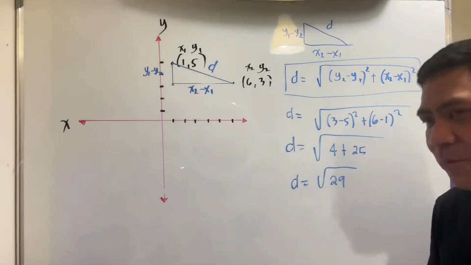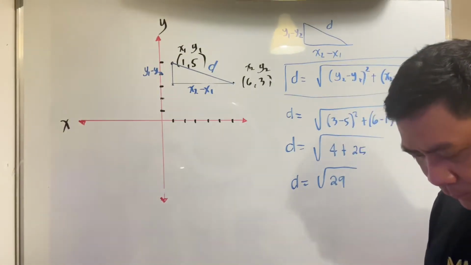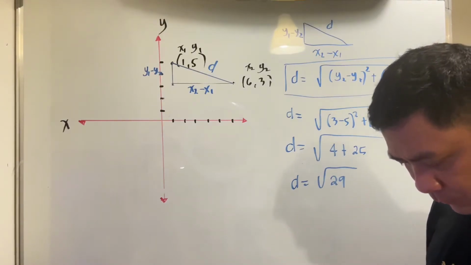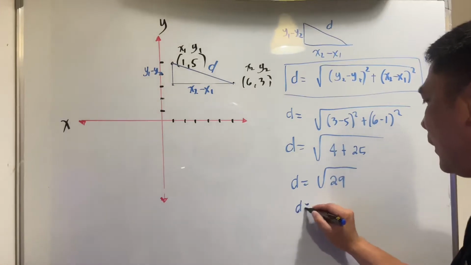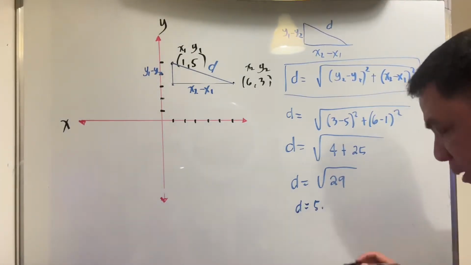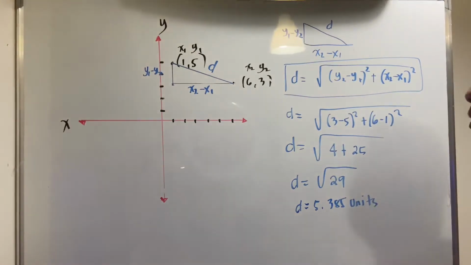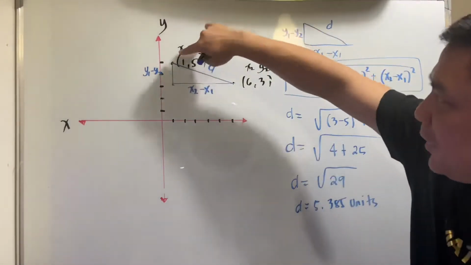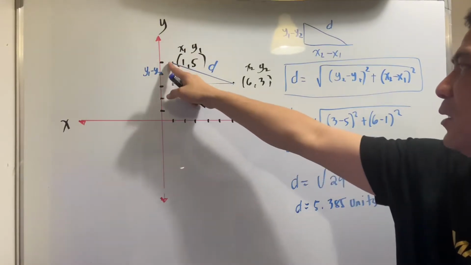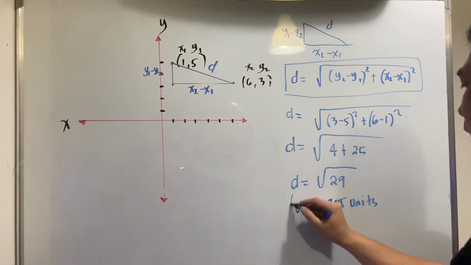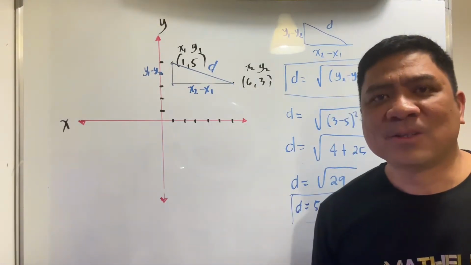So what is the square root of 29? That's around 5.385 units. In other words, the distance between this point and this point is 5.385 units. So let's try one more problem.